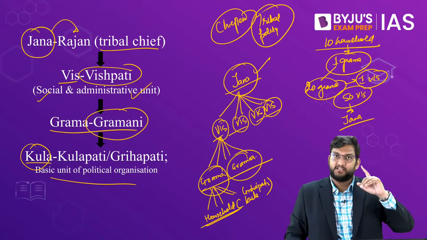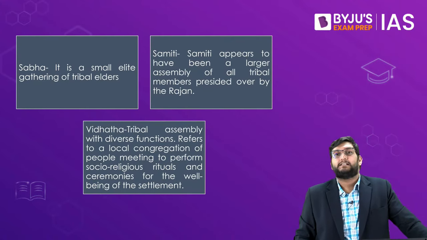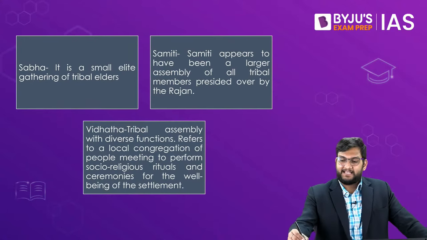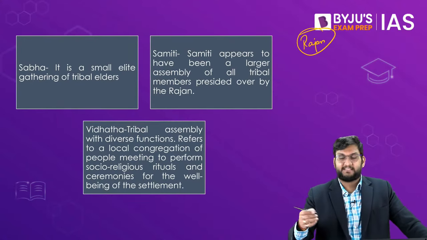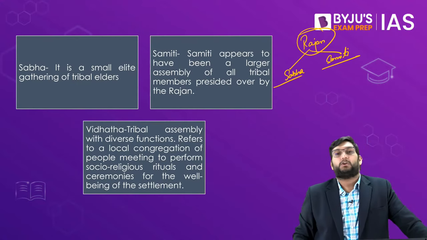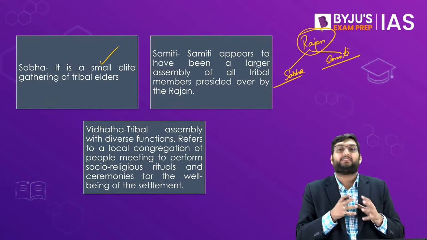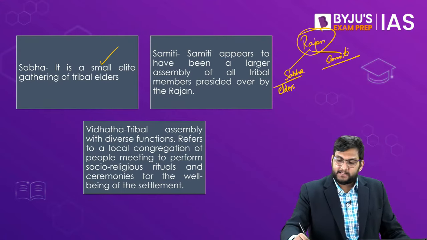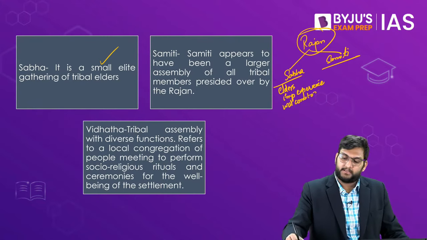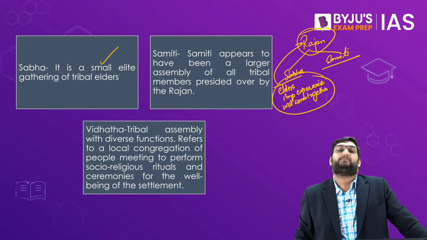But the most important institutions during the Rigvedic period are not these, but the committees, which are called the Sabha, Samiti and the Vidhata. Meaning the Rajan did not take decisions by himself or according to his wishes, but through two committees, Sabha and Samiti. Because Vidhata, I'll tell you, has a specific purpose. So what is the Sabha? The Sabha is the exclusive body of elders, meaning it's a small elite gathering of tribal elders, all elders and important experienced members, who will come together to help the Rajan. So the Sabha technically acts like a council of ministers.